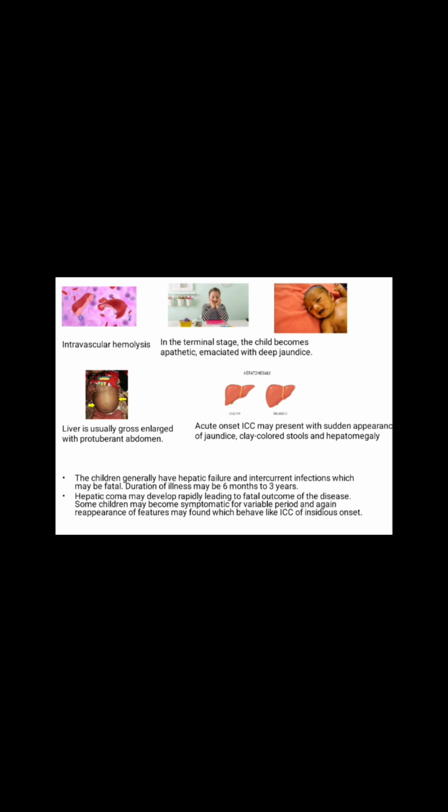In the terminal stage, the child becomes apathetic, emaciated with deep jaundice. The liver is usually grossly enlarged with protuberant abdomen. Acute onset ICC may present with sudden appearance of jaundice, clay-colored stool and hepatomegaly. The children generally have hepatic failure and intercurrent infections which may be fatal. Duration of illness may be 6 months to 3 years. Hepatic coma may develop rapidly, leading to fatal outcome. Some children may become symptomatic for a variable period and again features may appear which behave like ICC of insidious onset.